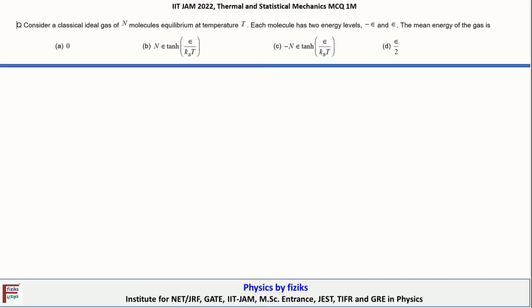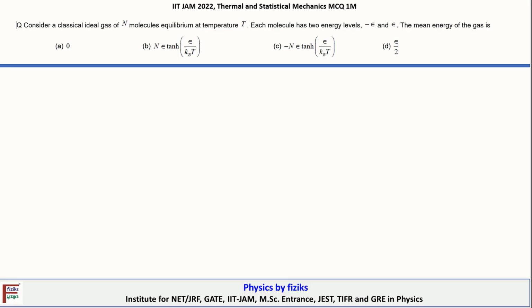So in this video I'm going to talk about the question which appeared in IIT-JAM 2022 from thermal and statistical physics. Okay, so let's continue with the first question. The statement is: consider a classical ideal gas of n molecules in equilibrium at temperature T. Each molecule has two energy levels with energies minus E and E.